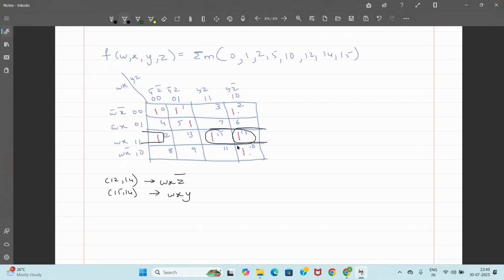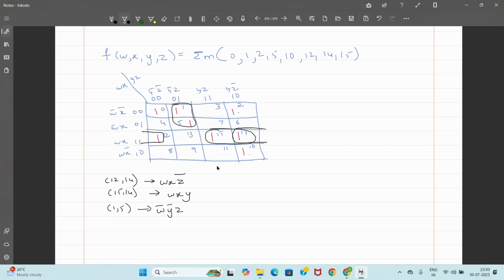Okay. And the next number, let's say 5. Again, 5 has only one option, that is with 1. So 1, 5. I don't have any other adjacent one for 5. So this is the only group where 5 can be covered. And the equation for this from row side is W bar, and for column it is Y bar set.